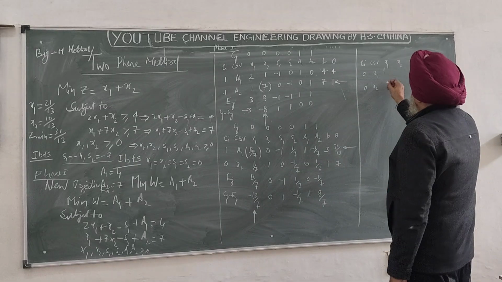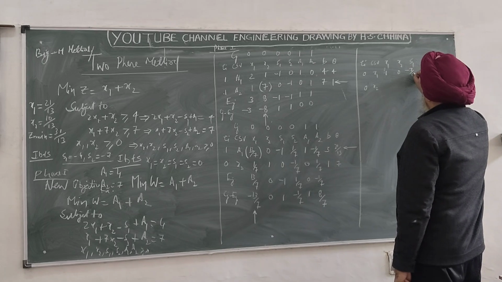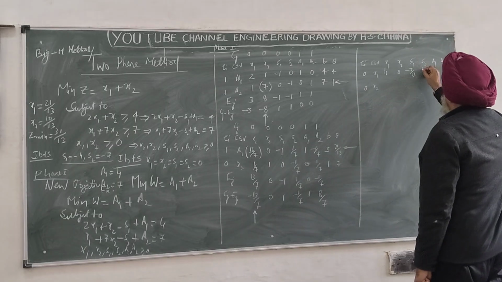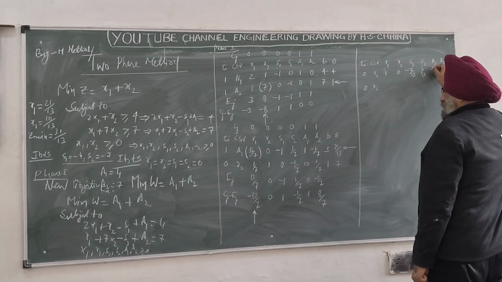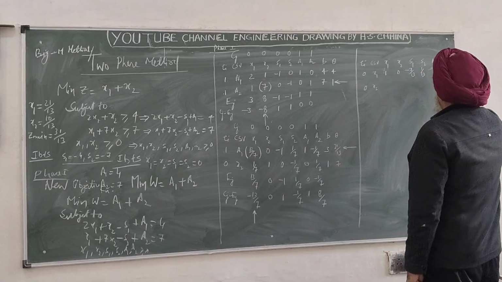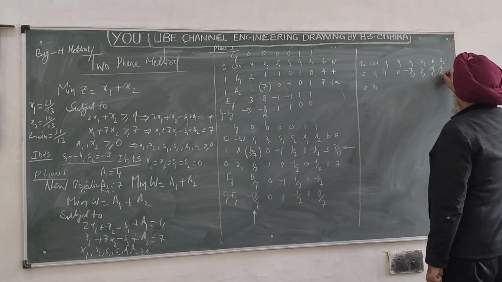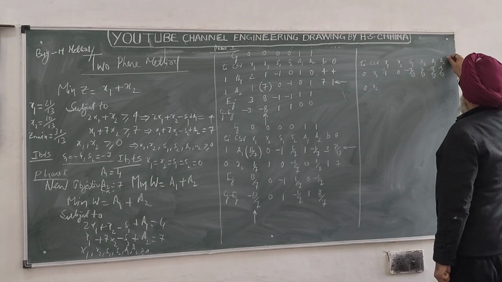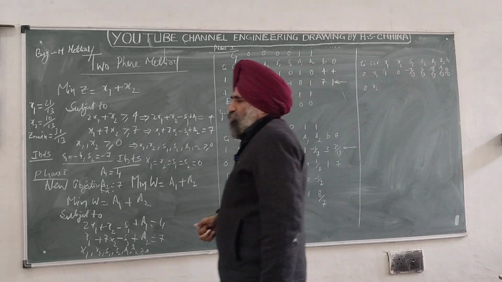So multiply by 7 by 13. This is 1 here, this is 0 here, this is minus 7 by 13. This is 1 by 13. Clear? So again minus 1 by 13. This is 7 by 13. A1 is 7 by 13. Clear? This is minus 1 by 13. Theta, this b is 21 by 13. Clear? So is it okay so far?